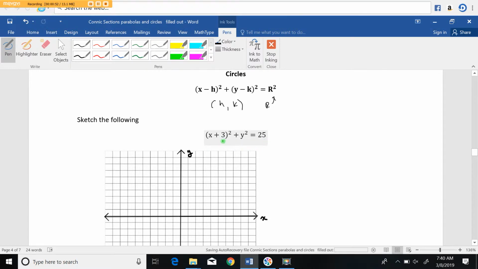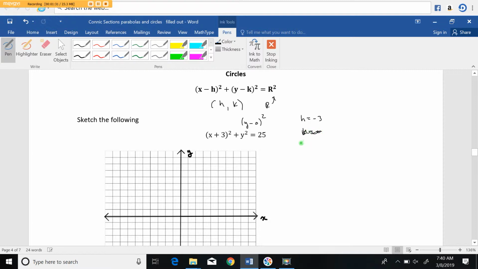You can identify the center of the circle by looking at this term and this term. If you compare x minus h to x plus 3, you'll see that h must be minus 3. Not plus 3, minus 3. Again, this is x minus h. In order to make that an x plus 3, h would have to be negative 3. We get the k value by looking here. Now you'll notice there's nothing here. You could think of that term, if you want, as y minus 0 squared. And then comparing that to y minus k, k would have to be 0.